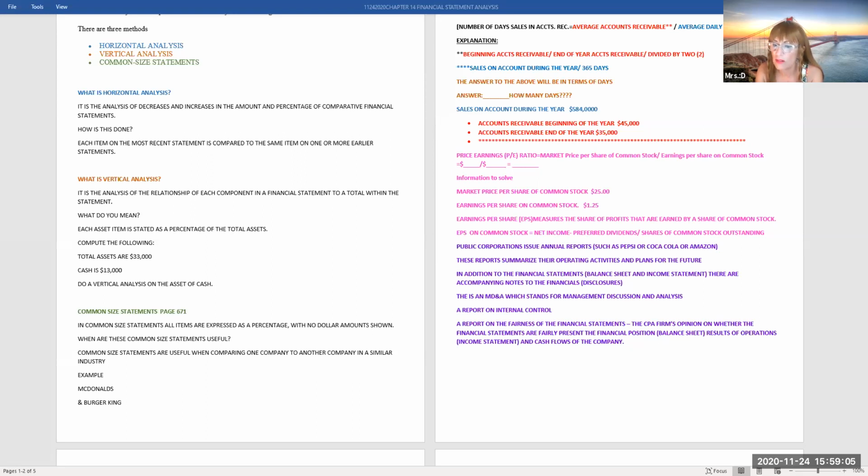The report by the auditors is on the fairness of the financial statements. The opinion of the CPA firm is written in the form of a letter. And you either get a good letter or a bad letter. There's a qualified opinion and there's an unqualified opinion. So let's continue on.